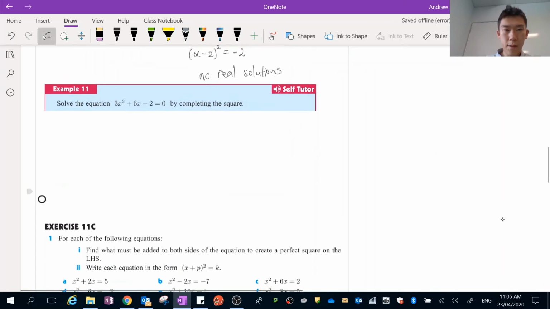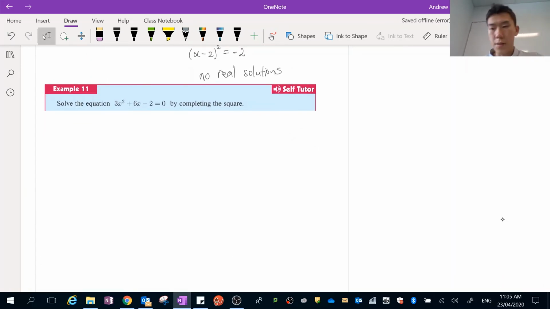Okay, example 11, last one. Now this time it's a bit different to all the other ones we've seen because now we have a coefficient for x squared, but I'll show you how to deal with that. So you still want to keep the x's on one side and move the constant to the other side. Now you actually want to factorize 3 out of the left-hand side. Basically you just want x squared on the left-hand side, just to make things easier.